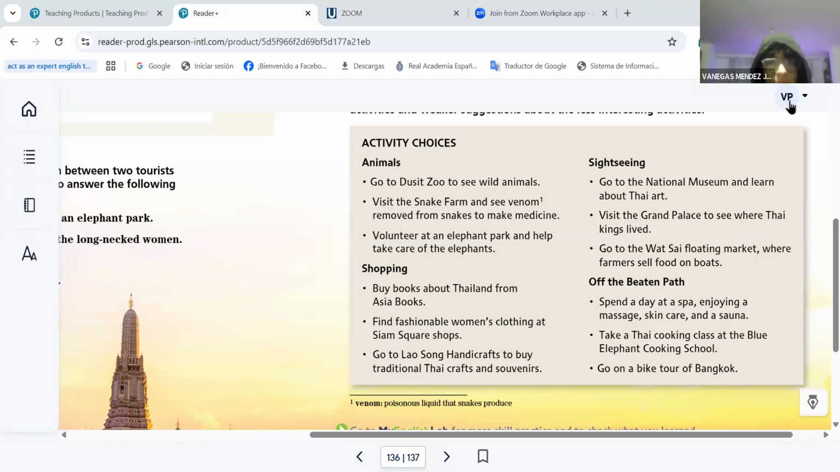Me, teacher. Okay, John. So for me, I'm going to do shopping. Okay, nice. The strongest for me was we should definitely buy books about Thailand from Asia Books. And the second one, I think, is less strong. One option is to go to Lawson Handicrafts to buy traditional Thai crafts and souvenirs. Good job. And the last one I put: we could find fashionable women's clothing at Siam Square shops. Excellent. Very good. So thank you so much.